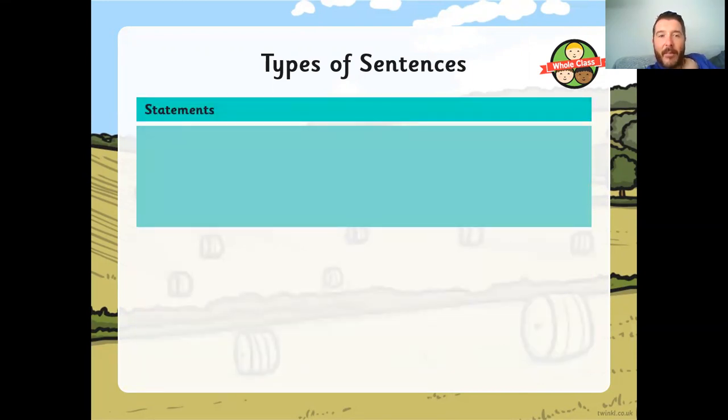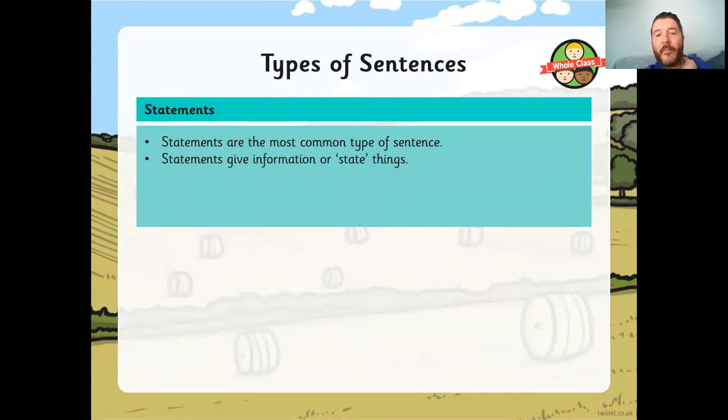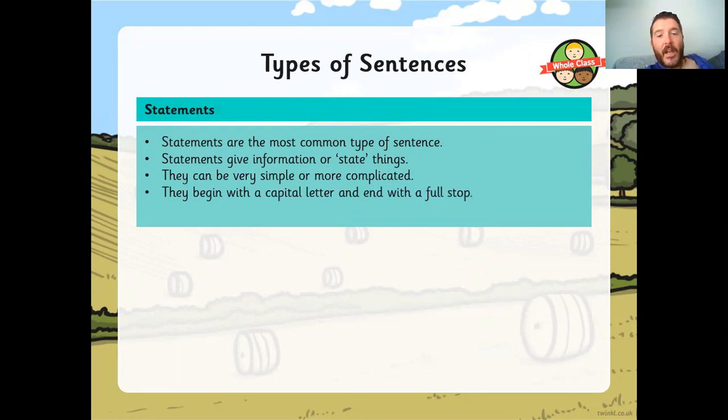So let's look at statements and remind ourselves. Statements are the most common type of sentence. They give information or state things. So statements just give us information. And that's why we use them a lot. They can be very simple. The car is green. Or more complicated. They begin with a capital letter and end with a full stop. They can end with an exclamation mark sometimes.